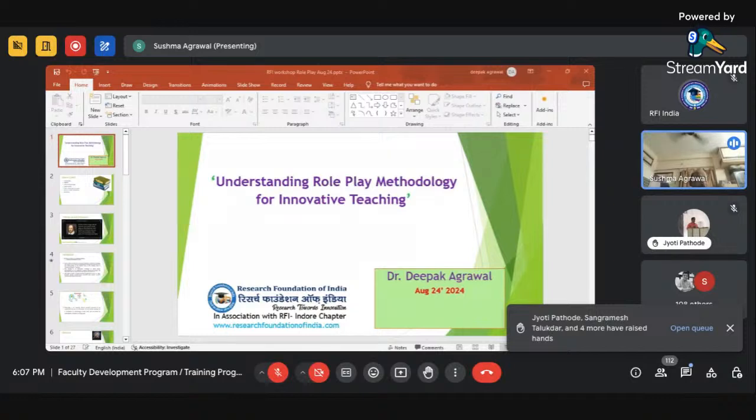So this is the table of contents. These are the major topics we are trying to cover in today's session: purpose, values, steps involved, the effect of role play on the students, and the most important, the role of a teacher in the role play. Ultimately, they are the mentors. So finally, whatever has been decided and provided, that makes things happen.